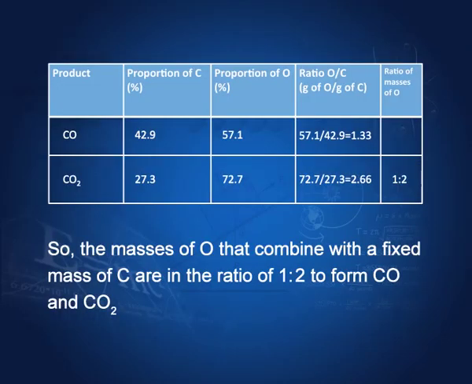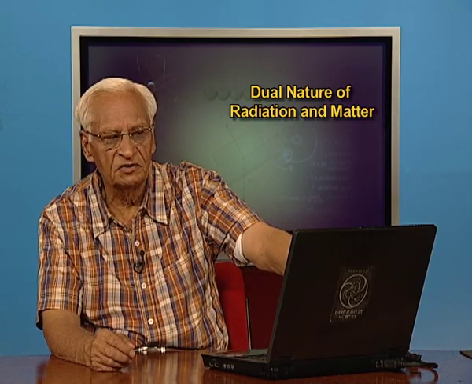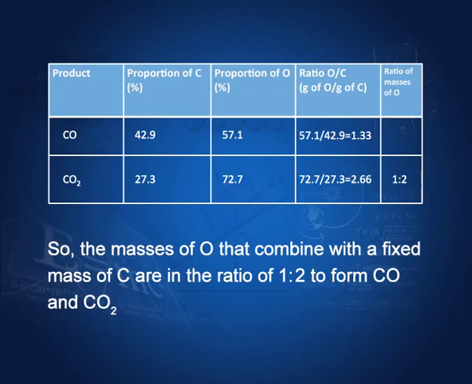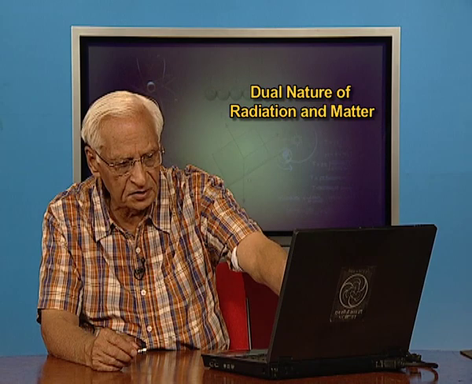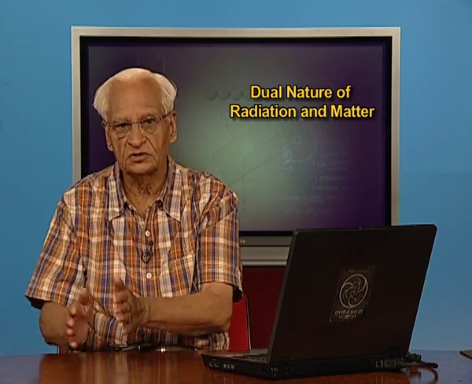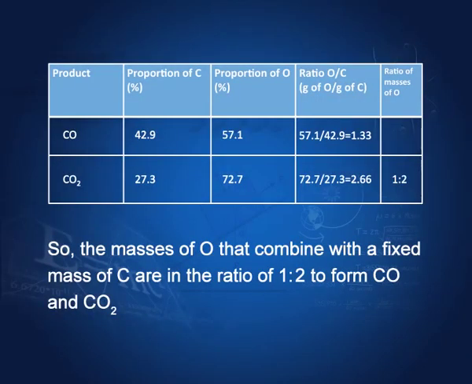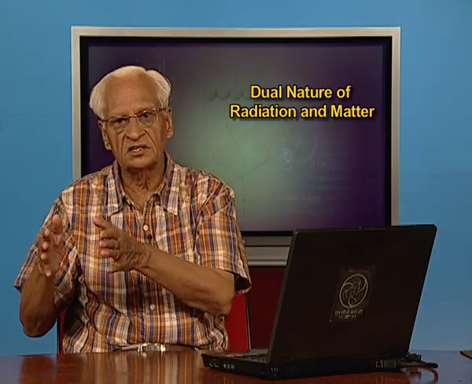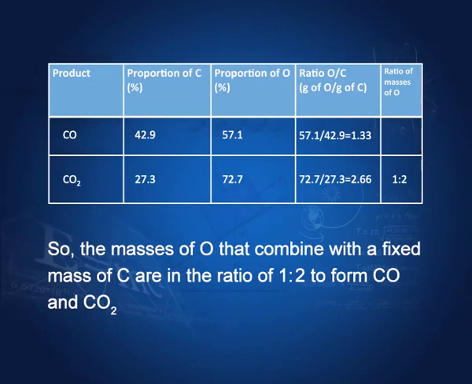Let us take the example. Here we have carbon monoxide and carbon dioxide. The proportion of carbon is 42.9 in terms of mass, the proportion of oxygen is 57.1. And therefore, for a unit mass of C, the amount of oxygen is 1.33. In CO2, the proportion of carbon is 27.3, the proportion of oxygen is 72.7. And for a unit mass of C, the amount of oxygen required is 2.66. You can see that 1.33 and 2.66 are in a simple ratio, 1 to 2. That is what Dalton said, that if two elements form different compounds, then for a fixed amount of one element, the masses of the other element required are in simple ratios.